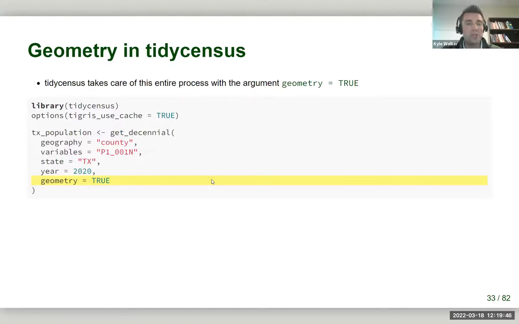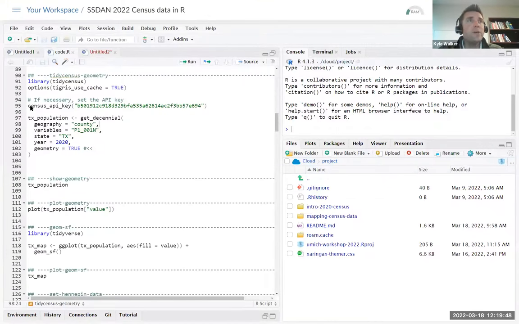So let me show you how this works. We're going to load in the tidycensus library with library(tidycensus), and we're going to set the option tigris_use_cache = TRUE, because I'm going to show you how the shapefile caching works. We're going to set our Census API key, because I just cleaned out my entire environment. And then we're going to run this bit of code.